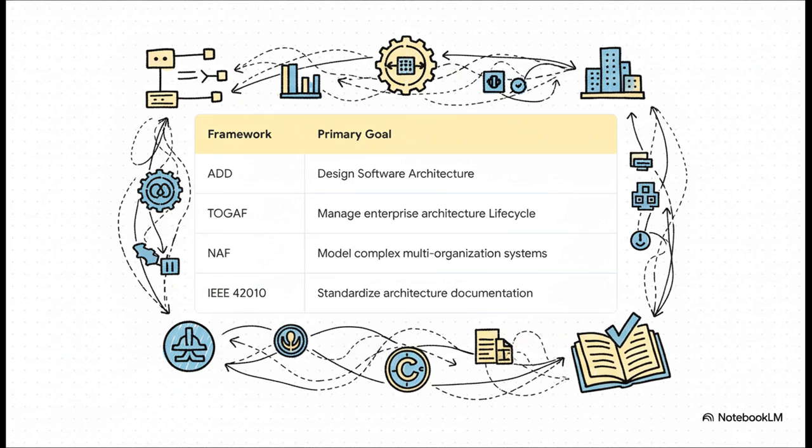ADD is laser-focused on designing a single piece of software. TOGAF is all about managing the whole enterprise. NAF is wrangling these massive, interconnected systems. And IEEE 42010, it's not even in the same game. It just wants to standardize how we talk about everything else. You see, they're not competitors. They're totally different tools for totally different jobs.